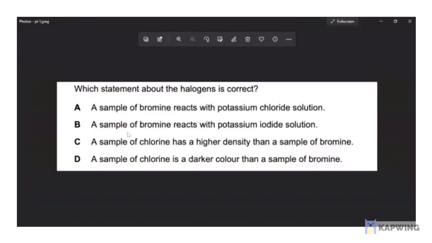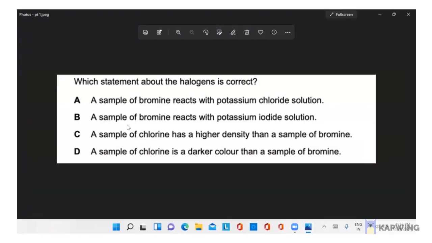We will discuss question number 20, chemistry set number 0971/11 May/June 2018 question paper. I hope everyone can see my screen. Over here it is written: which statement about the halogens is correct?